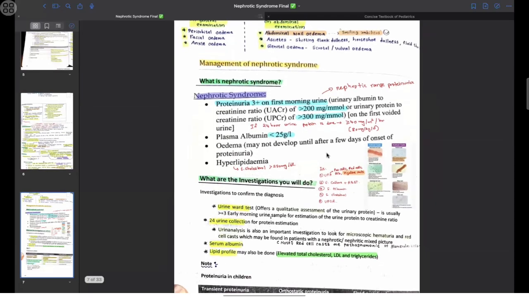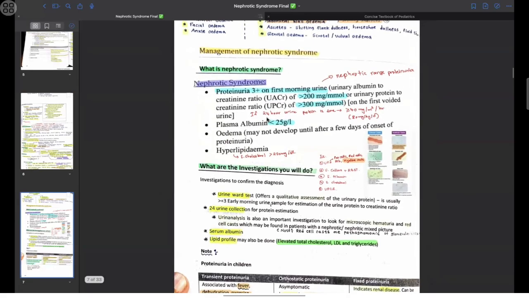So proteinuria 3 plus in the first morning urine. Okay, this is nephrotic range urine, and then these are the values that they have given. I think there are different values for different cutoffs, but this one is the cutoff that was given in Randulas's book itself. So use these cutoffs, it's okay.